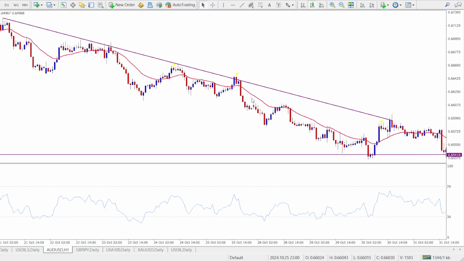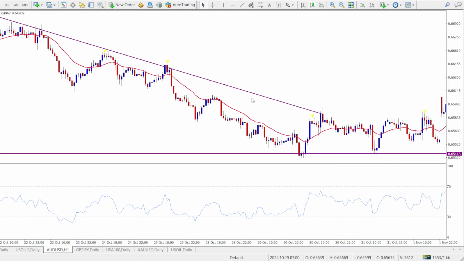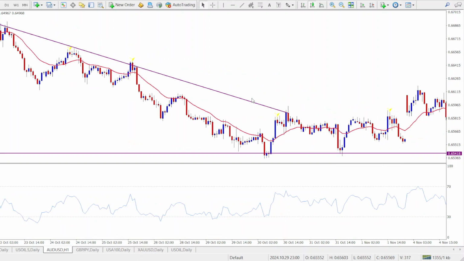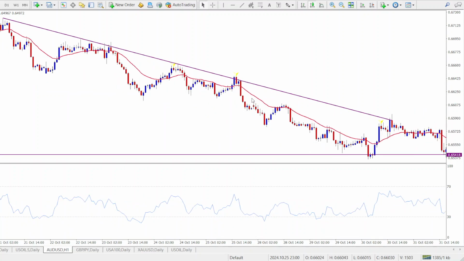Okay, it's very important to always use good risk management. Please make sure that you do not risk more than you can afford to lose, and make sure that you do not risk more than 2% of your capital in one single trade. It's not advisable to risk more than 2% of your capital in one single trade.